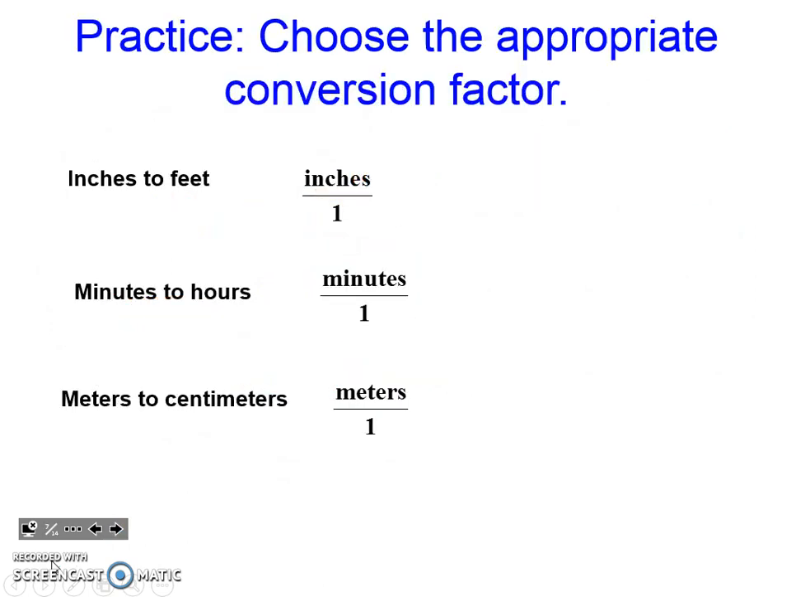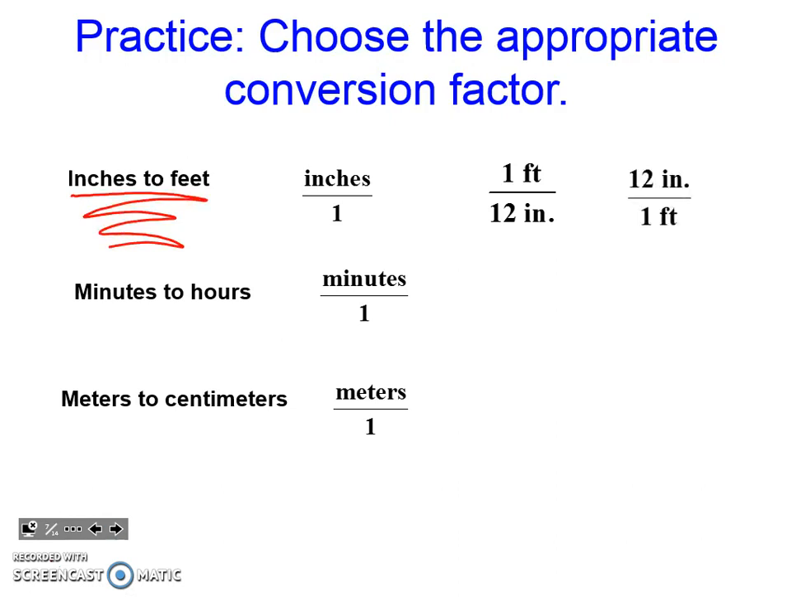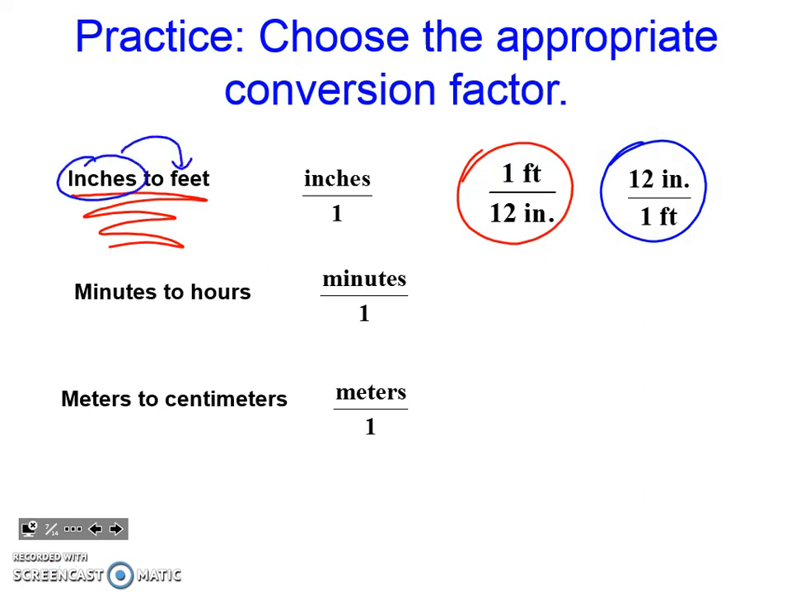Now, here's some practice. I want you to choose the appropriate conversion factor. For the first one, I need to go from inches to feet. Would I use the first conversion factor, or the second? Remember, I want to get rid of inches because I'm going from inches to feet. Which conversion factor is going to help me get rid of the inches? Remember, one has to be in the numerator and the other has to be in the denominator.